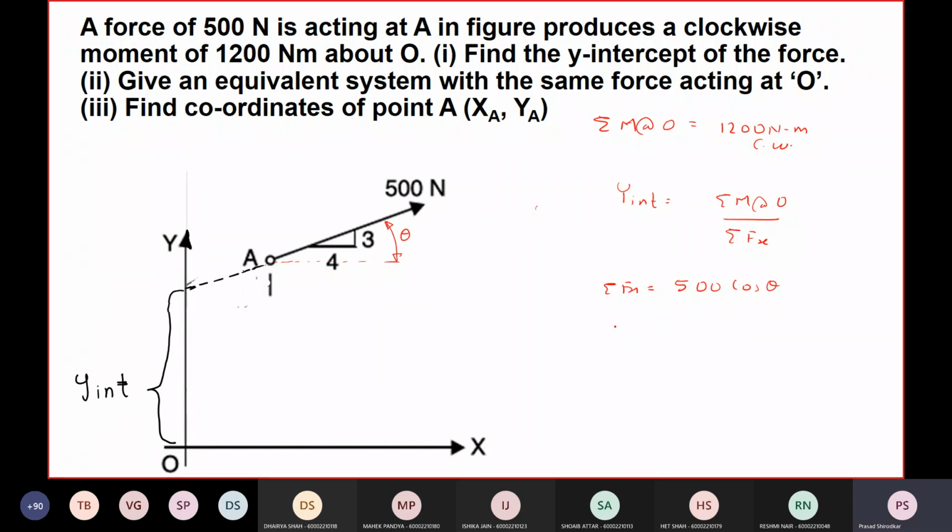Alright. So how to find out theta? So here the proportion is given. Okay, the vertical one is 3 and horizontal is 4. Okay, so this is another way to represent the angle. So in this case, theta is calculated as tan inverse of opposite side, that is 3 divided by 4. So find out what is theta and find out summation Fx. Substitute that in the summation Fx equation and find out the y-intercept. And tell me the answer. If you have any questions, please ask immediately.